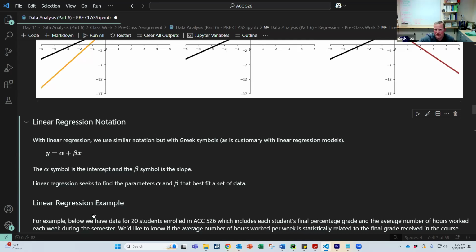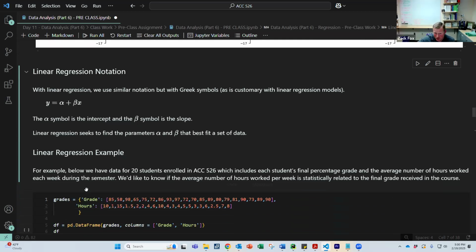Okay. The linear regression is now seeking to find the parameters of alpha and beta that are going to best fit our data. So let's use an example of a linear regression. Below we have data for 20 students enrolled in accounting 526, which includes each student's final percentage grade and the average number of hours worked each week during the semester.